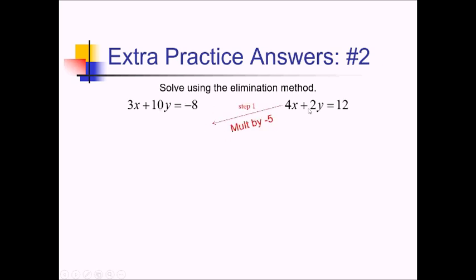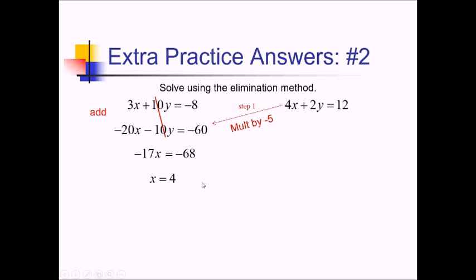So negative 5 times this second equation, that gives me negative 20x minus 10y, which was really the reason we did the negative 5, equals, and now 12 times negative 5 is negative 60. Now if I add these equations together, those 10y's cancel. We've got negative 17x on the left side, and on the right side that's going to be negative 68. Dividing both sides by negative 17, that does end up being just 4, which is kind of nice.